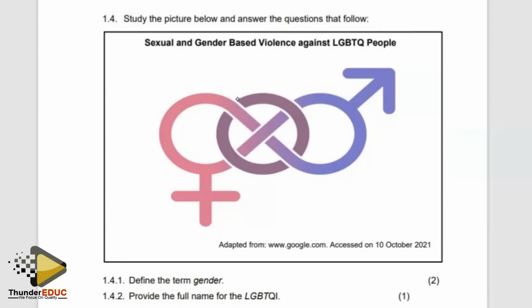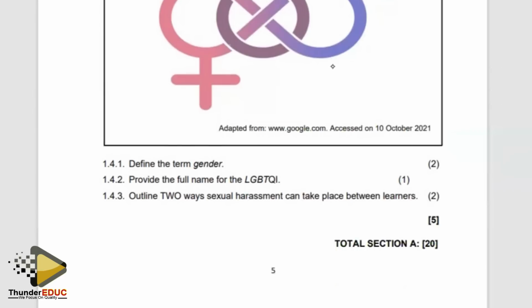All right, let's look. Study the picture below and answer the following questions. Sexual gender-based violence against LGBTQ people. Define gender. What is gender? All right, when we talk about gender, it is the role you are expected to play in society. Role you're expected to play in society depending whether you are male or female.